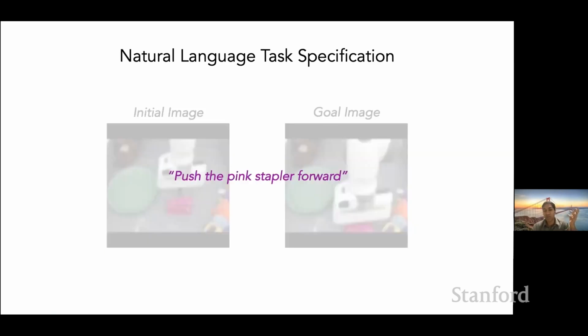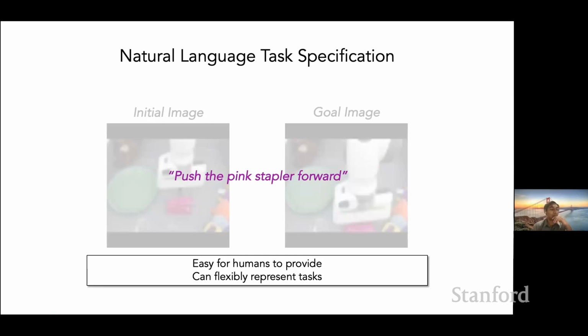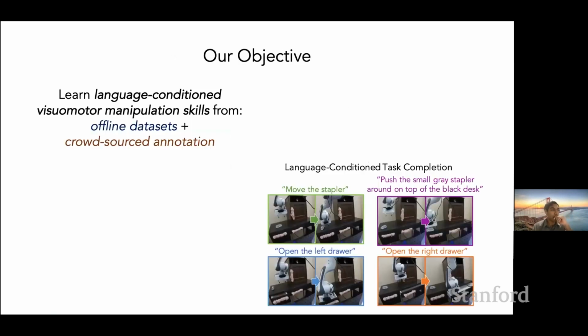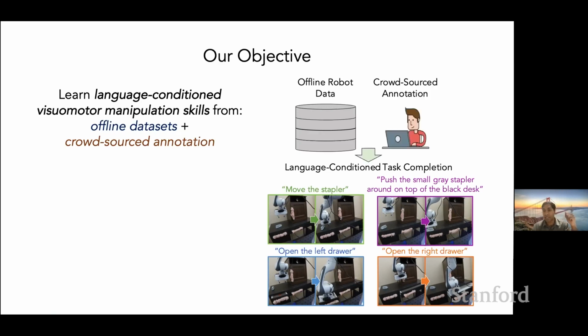So in this work, the question we're looking at is, can we actually do this with natural language? Like, just say in this case, push the ping stapler forward. It's much easier for humans to provide and can flexibly represent many tasks. A little more concretely, in this work we're trying to learn language conditioned vision motor manipulation skills on robots from offline robot data and crowdsourced annotation.